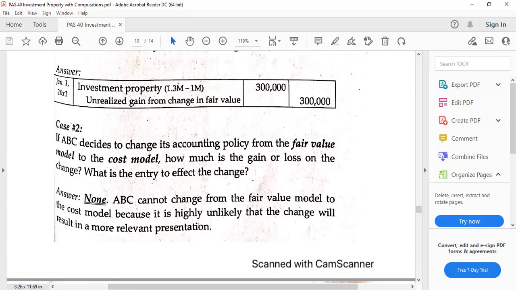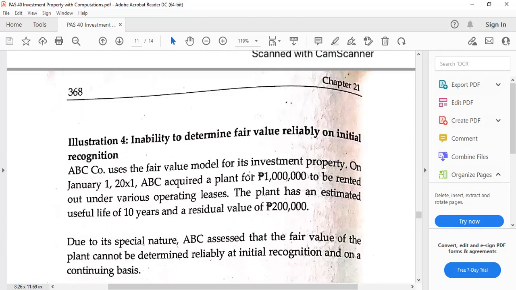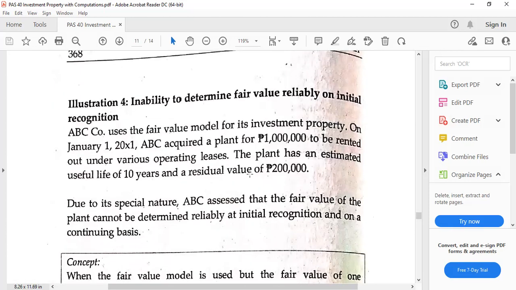Also, the reason for the accounting standard to rule out this way is that the movement from cost model to fair value model is actually improvement for financial reporting. It would result to more relevant presentation. But if we move back from the improvement, which is fair value to cost model, basically it would not enhance our financial reporting and presentation. Therefore, not allowed. Next, what about if the company has inability to determine fair value reliably on initial recognition?